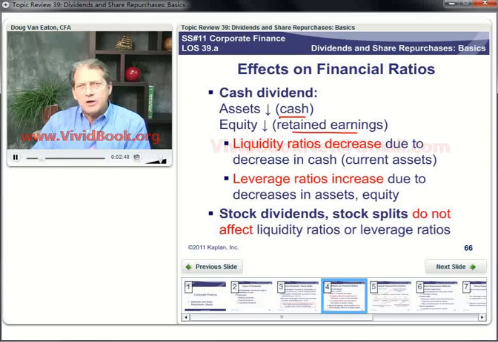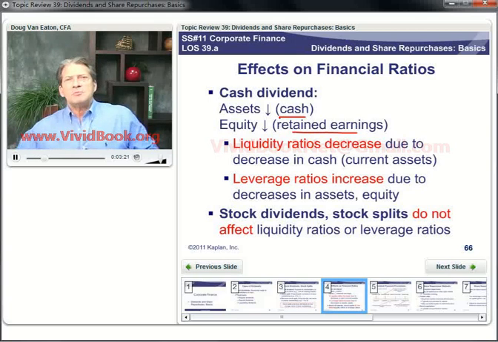So our liquidity ratios decrease due to this decrease in cash, which is part of our numerator for our liquidity ratios. And our leverage ratios increase because we've had a decrease in assets and a decrease in equity. So debt to equity would go up and debt to assets would go up. Stock dividends and stock splits, they don't affect any of these liquidity ratios or leverage ratios.